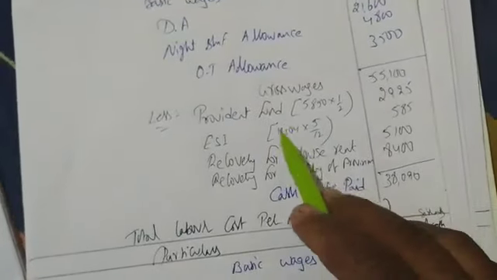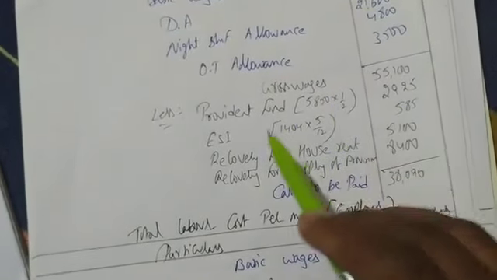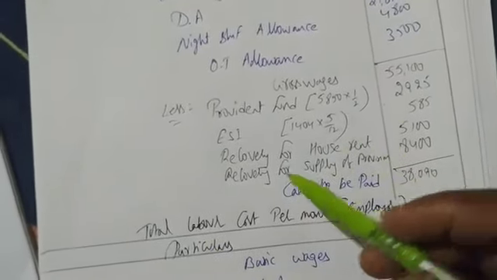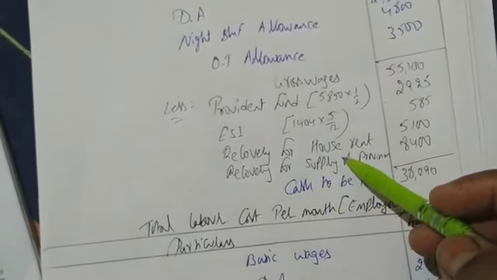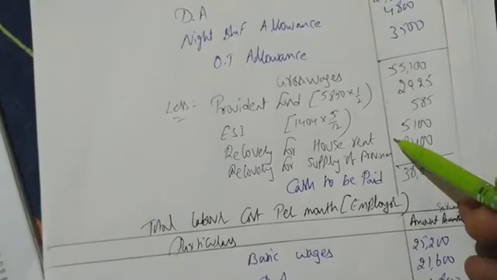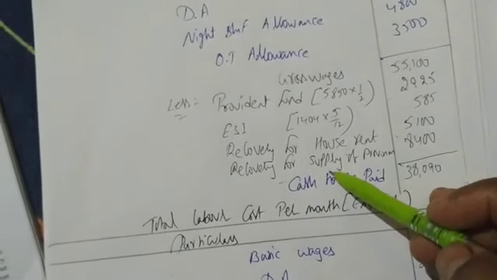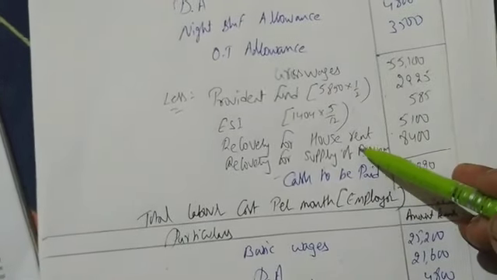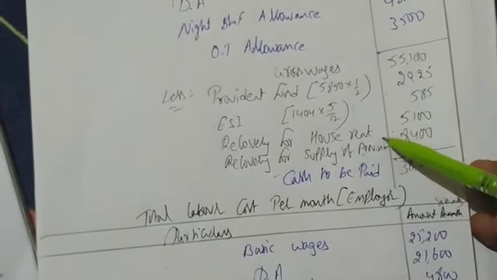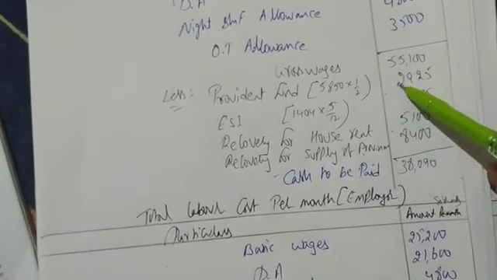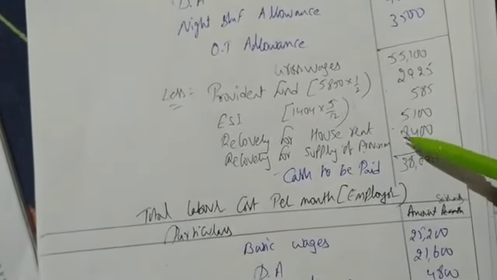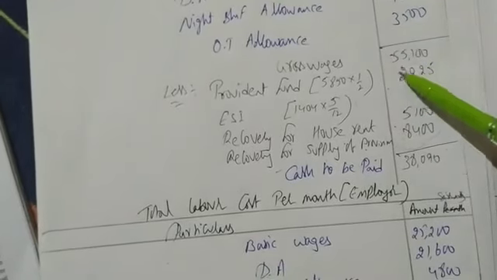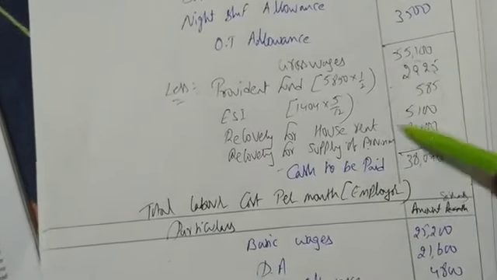Okay, this is what a provident fund is, saving. ESI is also a type of insurance, a type of saving. And this recovery, the employer has to take money from the employee, that's why he has to deduct. And supply, what is this? Recovery for supply of provision. This is also to be paid by the employee. So these items: provident fund, ESI, recovery for house rent, and recovery for supply of provision, this is the amount which the employee is contributing. That's why we are deducting.